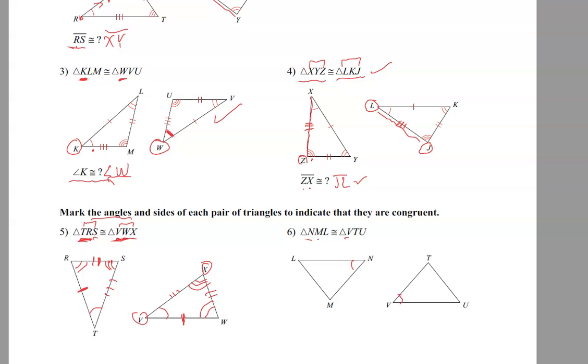Angle M has to be congruent to angle T, so I'll put 2 arcs on M and 2 arcs on T, so we know those are congruent. And then L has to be congruent to U, so I'm going to put 3 arcs on L, which would make me put 3 arcs on U.